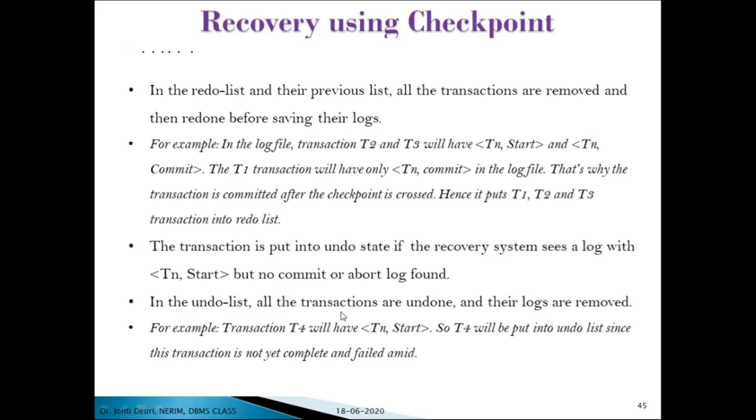In the undo list, all the transactions are undone and their logs are removed. See, once you have undone all, then you can remove the log. No problem. So for example, transaction T4 will have start. So T4 will be put into the undo list because it is not completed. This transaction is not yet completed and failed, right?